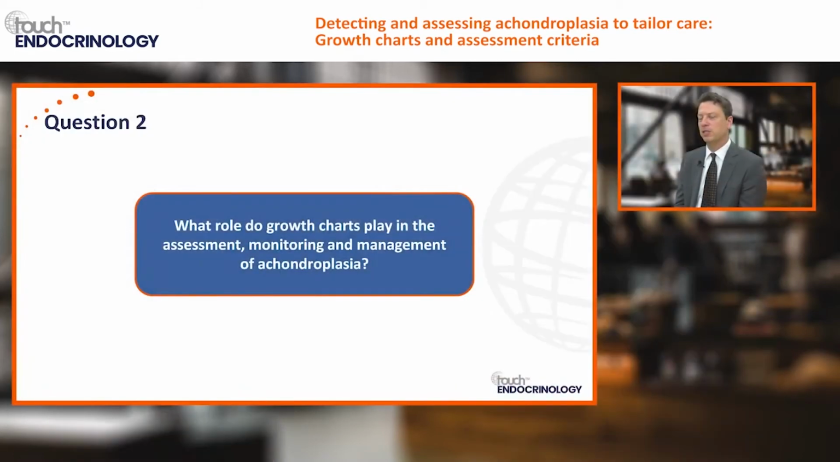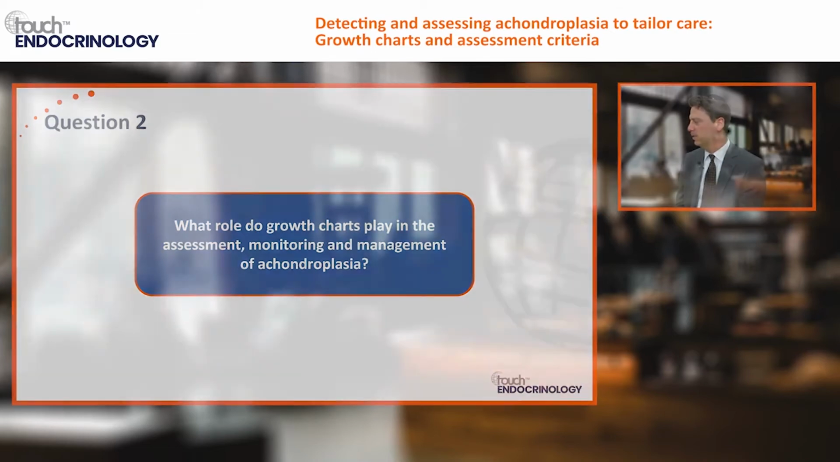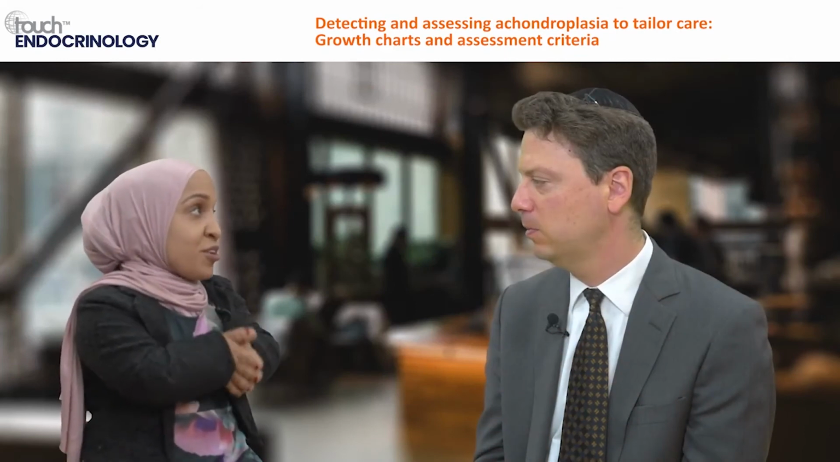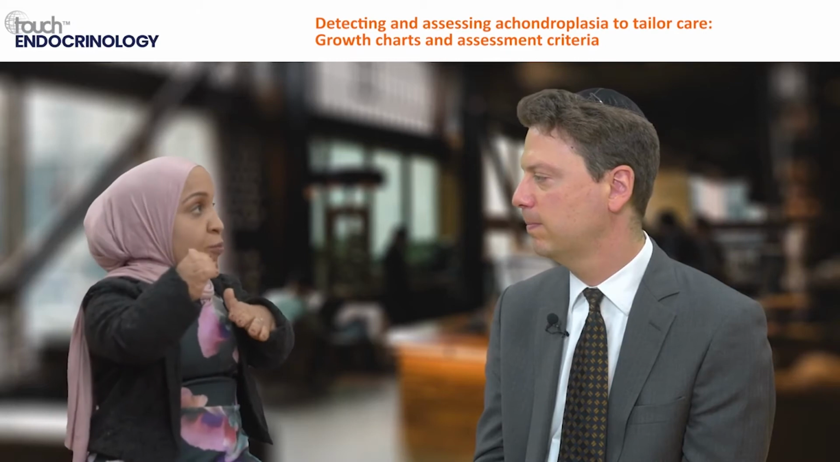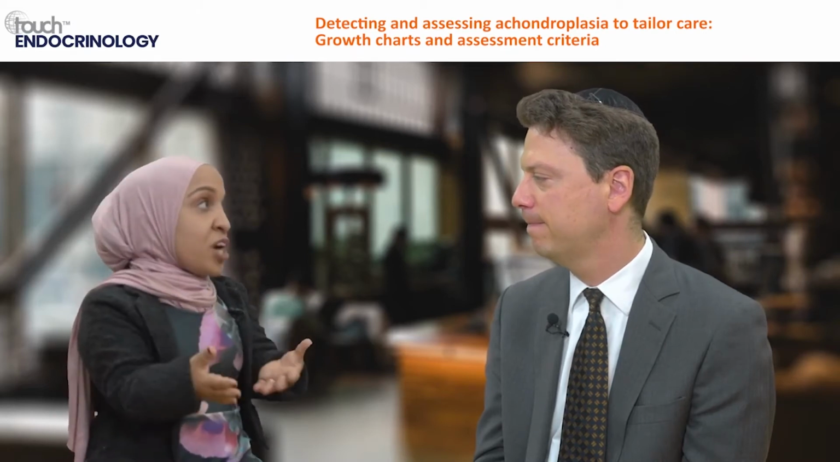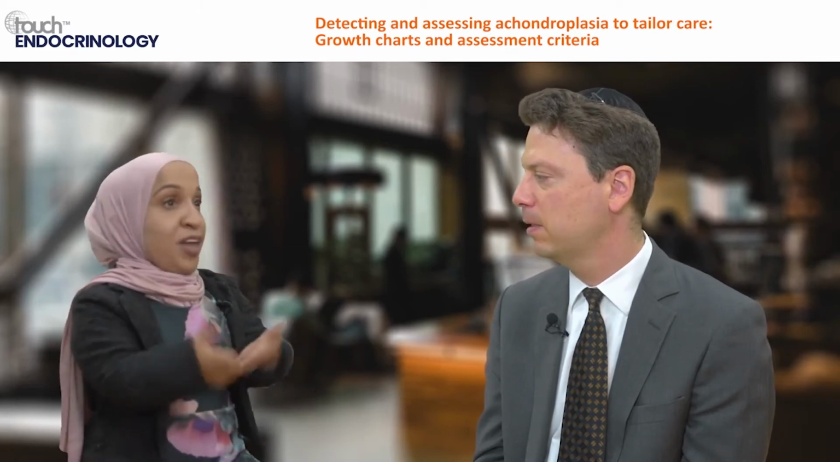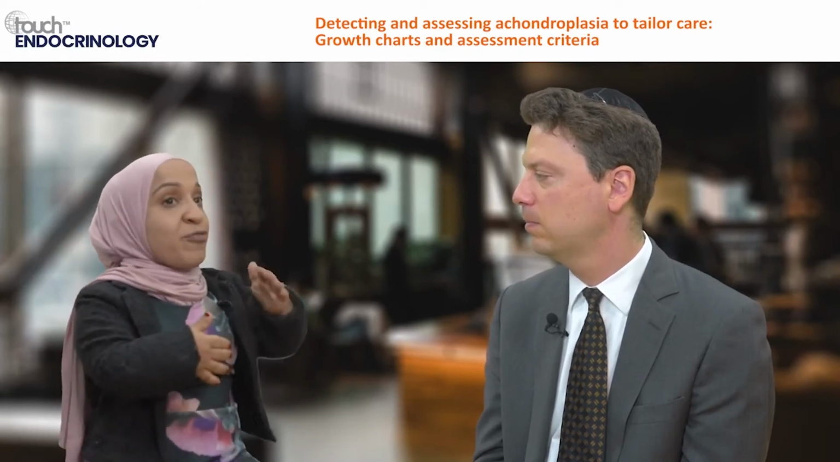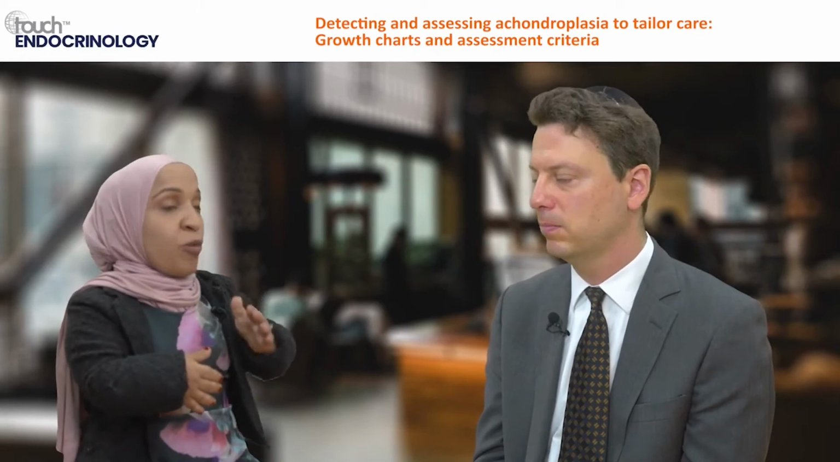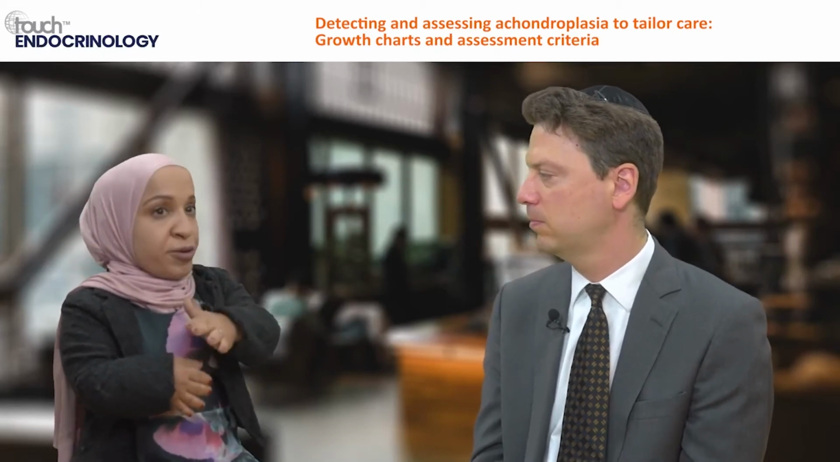For our next question, what role do the growth charts play in the assessment, monitoring, and management of achondroplasia? It is really important to use the growth charts that we have available for achondroplasia because we want to make sure they're growing appropriately. Just like any other child, they can be diagnosed with thyroid disease or any other condition, celiac, that may affect their growth. And so we want to make sure they're appropriately growing on the growth chart for achondroplasia.